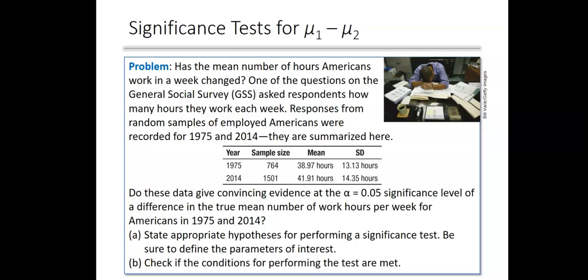So what would the null be? The null is, we don't think there's any difference. Mu1 minus mu2 is 0. The alternate is, is there a direction here?